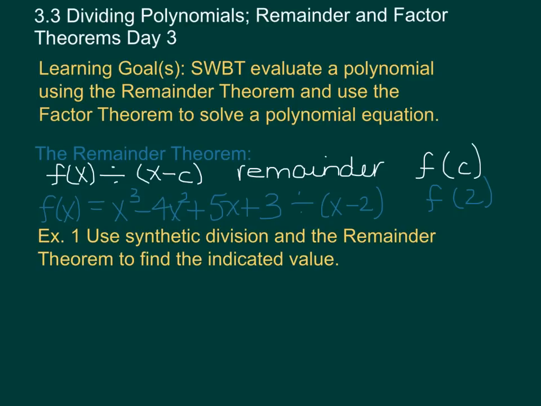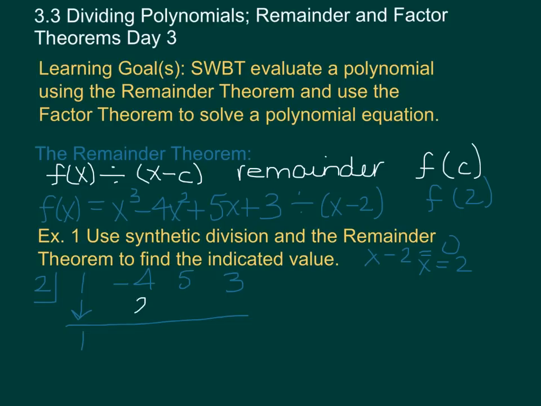So remember with synthetic, you would take the x minus 2, set it equal to 0. X would be 2, and that would be your divisor. And remember, you check to see if any terms are missing. And if they're not, then you write the coefficients: 1, -4, 5, and 3. Remember, the process involves you bringing down the first term.